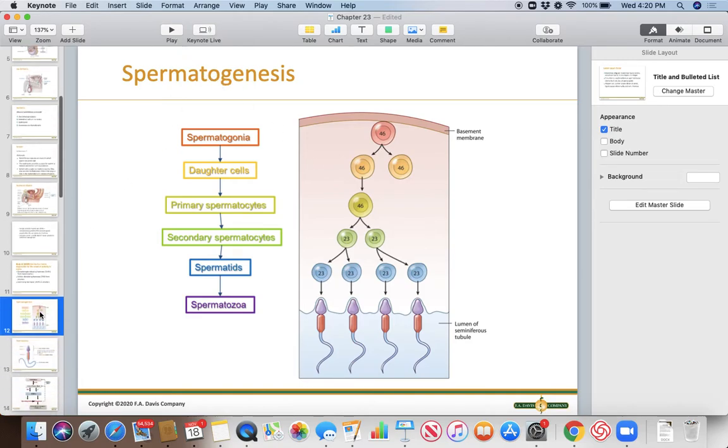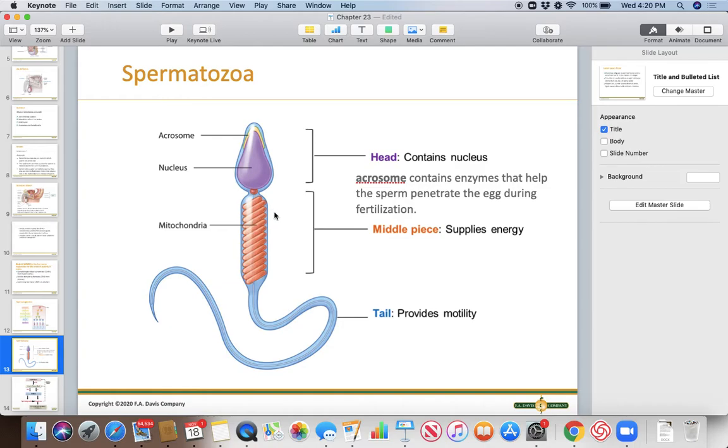Next, we need to know some parts of the spermatozoa. So the head contains the nucleus, that's sort of like its payload, that's the most important part. The acrosome contains enzymes that help the sperm penetrate the egg during fertilization. We'll see that next time when we talk about development.